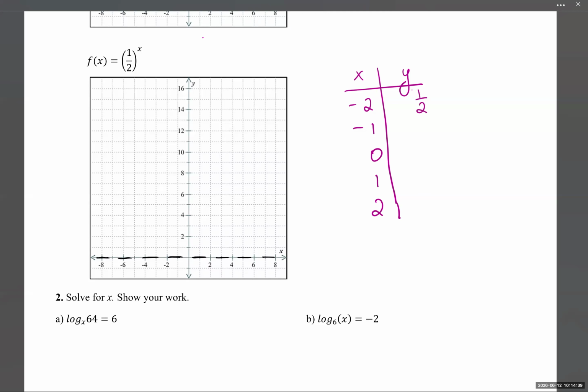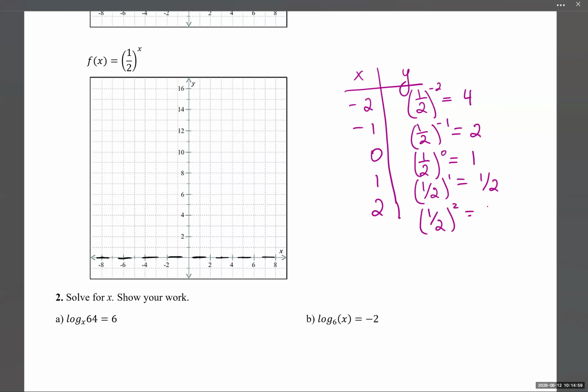So 1/2 to the -2 power is 4. 1/2 to the -1 power, that's 2. 1/2 to the 0 power is 1. 1/2 to the first power is 1/2. And 1/2 to the second power is 1 over 4.